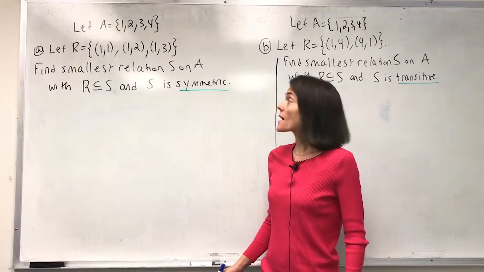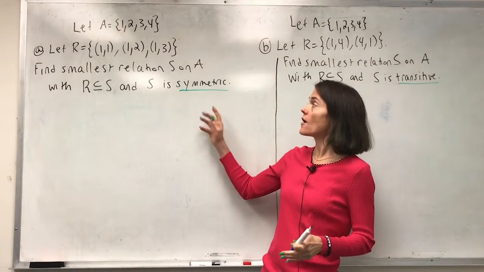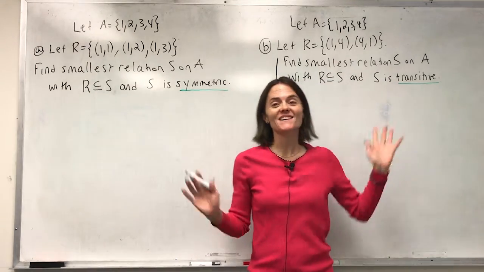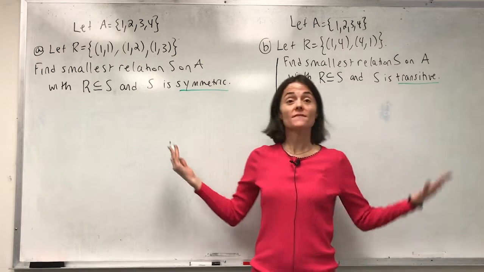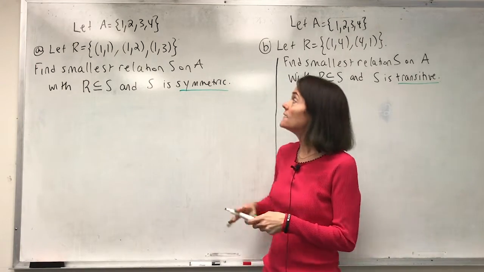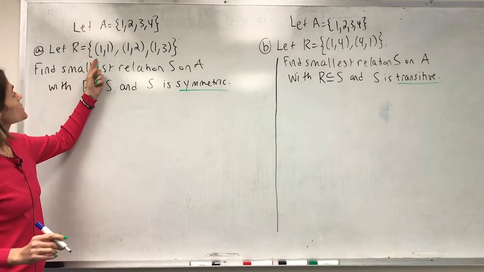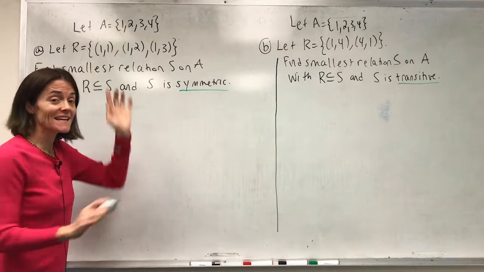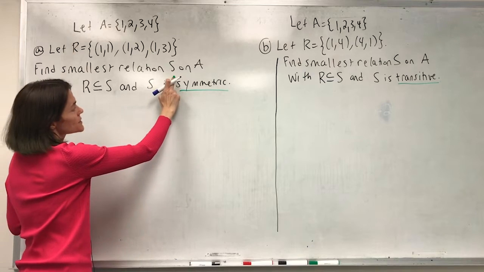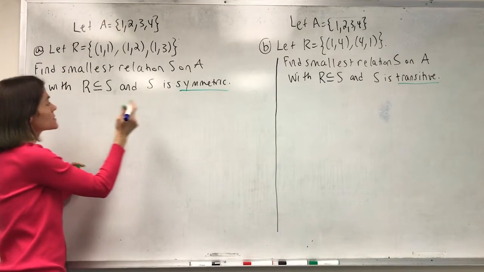Okay? This problem is a calculation rather than a proof, but it involves relations and the concepts of symmetric and transitive. Now in both of these, we have the same underlying set A, 1, 2, 3, 4. And in this one, which we will do first, you notice you look at R, it is not symmetric. Okay, we want to find the smallest relation on A that, first of all, contains this and is also symmetric.